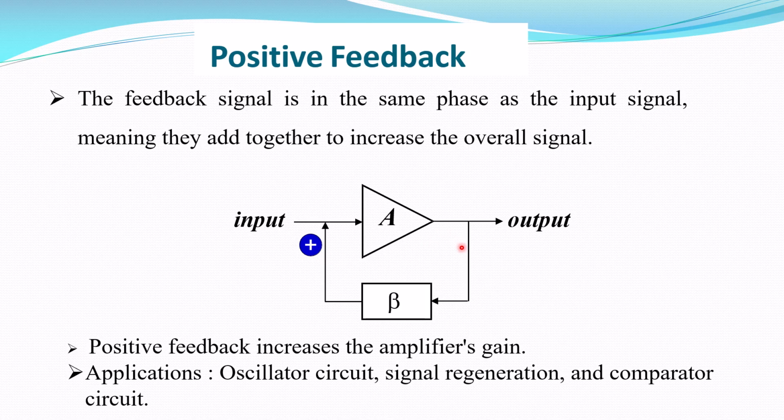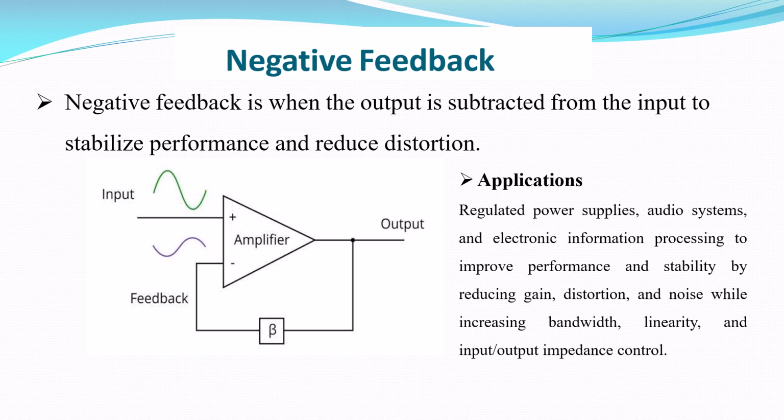So here the feedback signal is in the same phase, or in phase. Mainly for increasing the gain of the amplifier circuit, the positive feedback has been introduced. Here the positive feedback increases the gain. The main applications of positive feedback are oscillator circuits, signal regeneration and comparator circuits. The positive feedback amplifier is also called the regenerative amplifier.